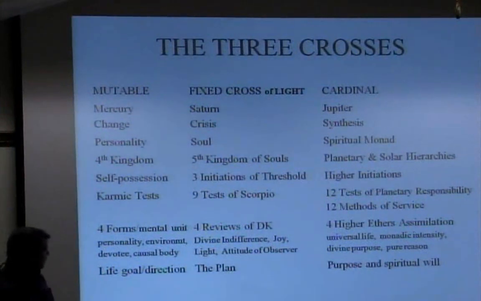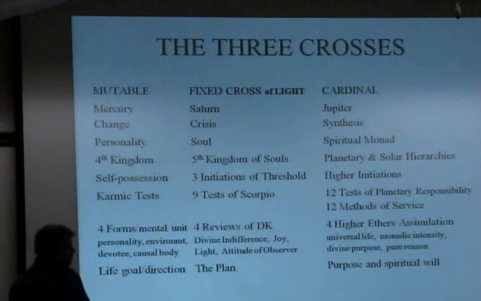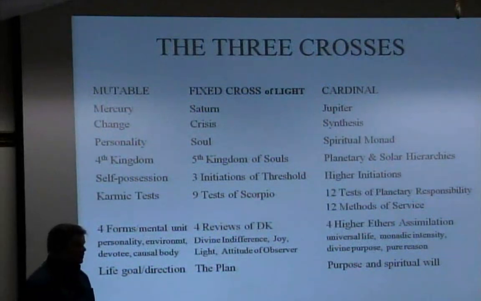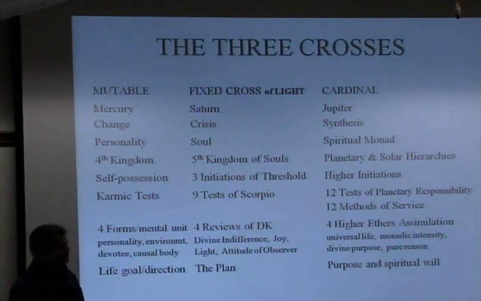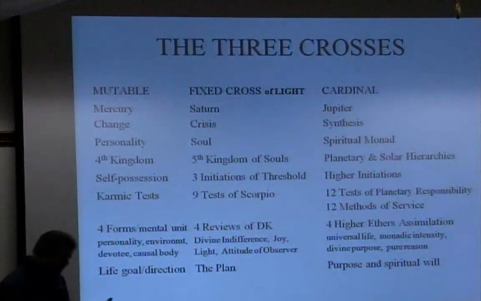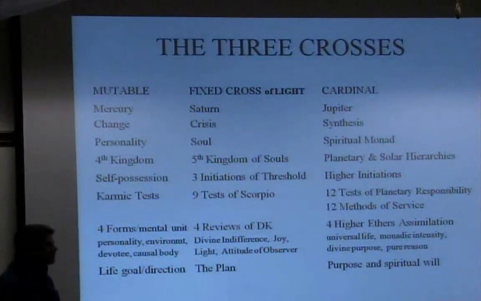And then I just wanted to set up a set of fours here. I think the four reviews of DK that he mentions in Discipleship in the New Age are the review of light, of joy, of divine indifference, and of the attitude of the observer. I think they're quite useful, and they do relate to the soul for sure. Then on this cardinal cross, we're dealing with the assimilation of the higher ethers found in telepathy.